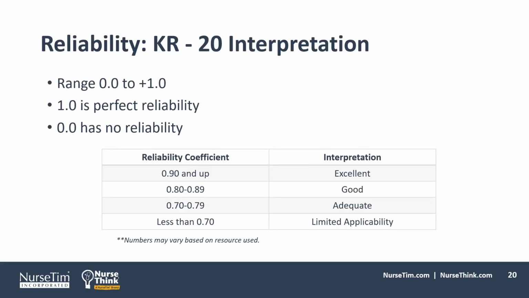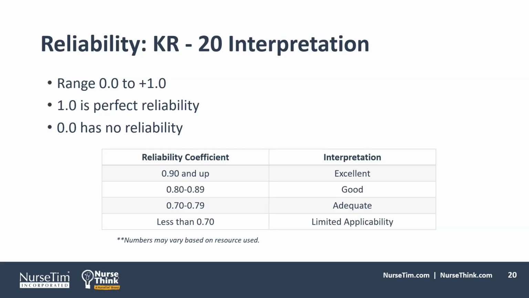So the KR range is a 0 to a +1. If we have a KR of 1, that means there's perfect reliability. Well, I'll tell you right now, the National Council of State Boards of Nursing only touts around a 0.95 reliability. So that exam does not have perfect reliability. Given that information, do not expect your exams to have perfect reliability. It really is not possible.